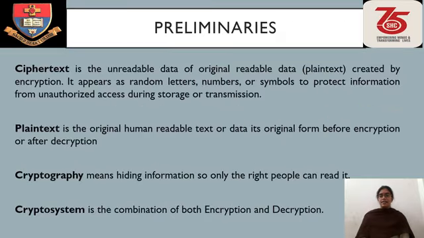Preliminaries. Ciphertext. Ciphertext is the unreadable data of original readable data created by encryption. It appears as random letters, numbers, or symbols to protect information from unauthorized access during storage or transmission. Plain text. Plain text is the original human readable text, its original form before encryption or after decryption. Cryptography. Cryptography means hiding information so only the right person can read it. Crypto system. Crypto system is the combination of both encryption and decryption.